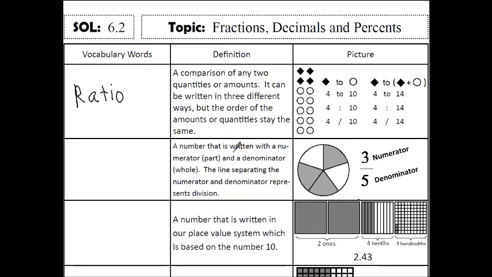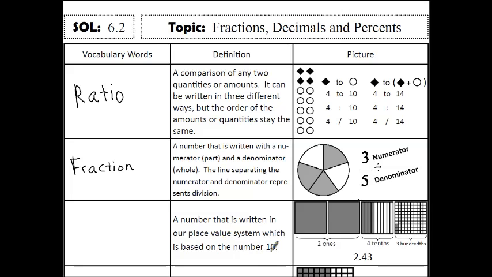Now, a fraction is a number that is written with a numerator, or the part, and the denominator, the whole, and the line separating the numerator and denominator represents division. So I have 3 as my numerator, 5 is my denominator, and this fraction bar is the division sign. So this is an example of a fraction. Now a ratio can be written in the form of a fraction. So if I want to write a ratio in a different form, I might need to write it as a fraction and then convert it.